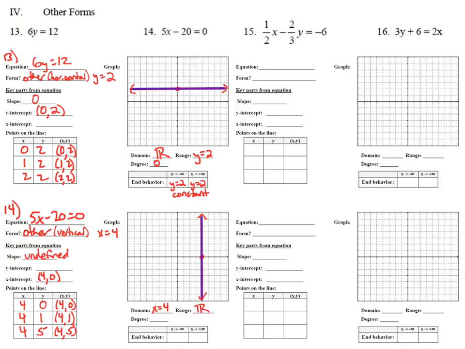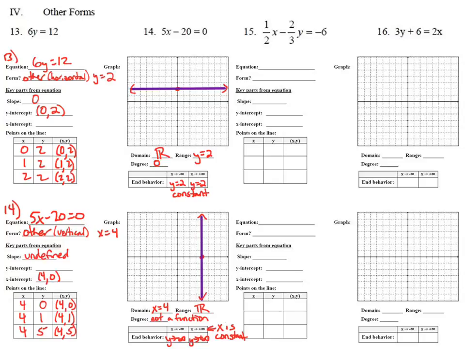For the degree, remember we said our slope is undefined. This is not a function, so it will not have a degree. And then for end behavior, the x is constant, where y approaches negative infinity and positive infinity. So it's a little bit different.